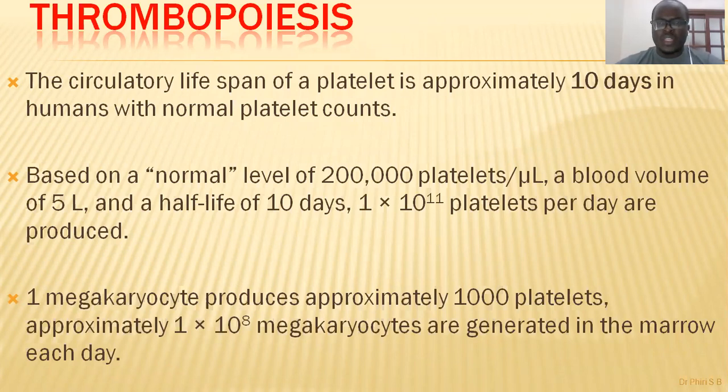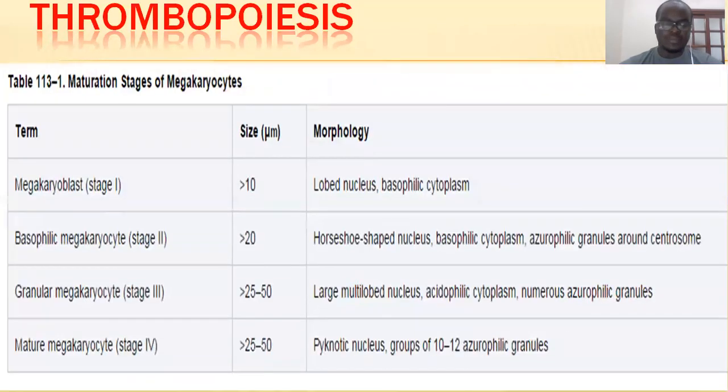I've already told you about the lifespan, and I've also told you that one megakaryocyte will produce about 1,000 platelets. And per day, you have 1 × 10⁸ megakaryocytes generated within the bone marrow. So every day you're producing about 1 × 10⁸ megakaryocytes, and each megakaryocyte will produce about 1,000 platelets. So in a day, how many platelets are you producing? It's quite a lot of platelets that you're producing per day.